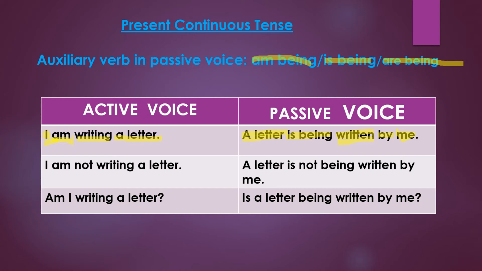Similarly, with the negative sentence, I am not writing a letter. Here, a letter is not being written by me. Same, the object takes the place of the subject, is not being because it is a negative sentence. Written, third form of verb, by, and then I becomes me. Same with the question, that is, am I writing a letter? It becomes, is a letter being written by me?